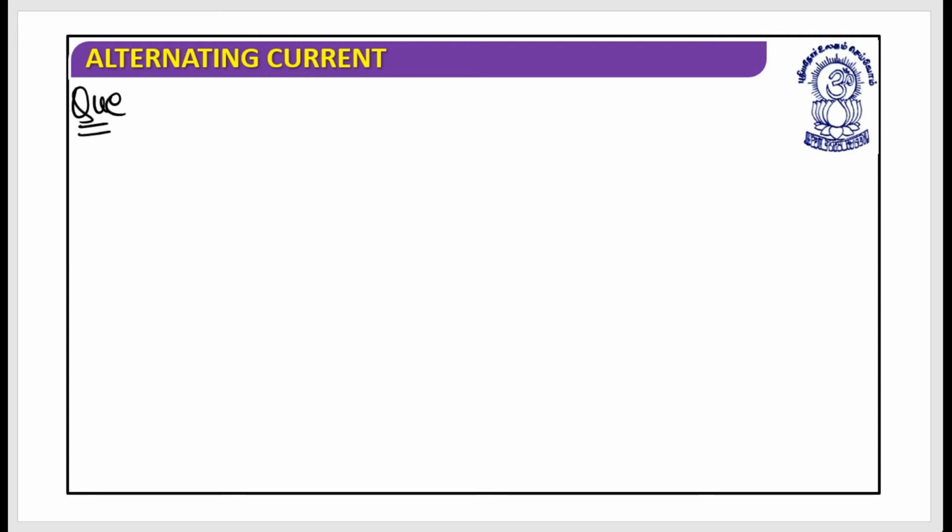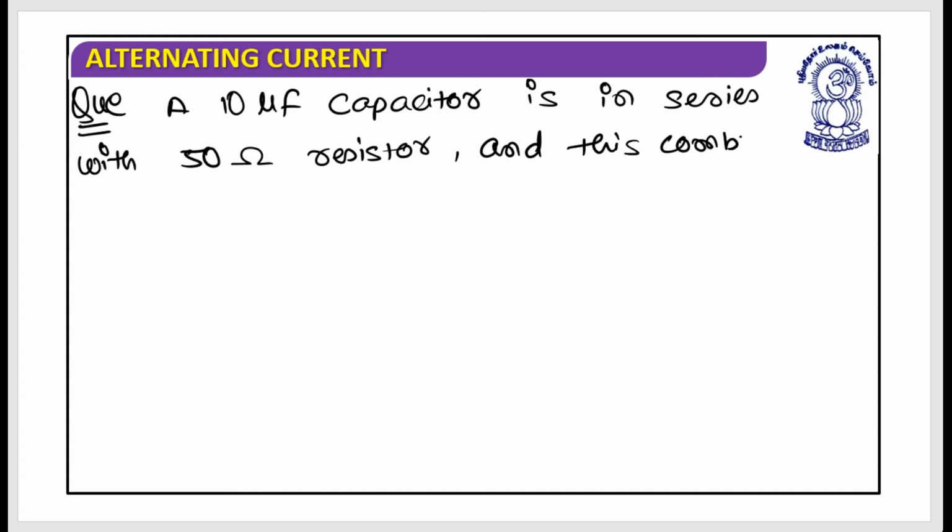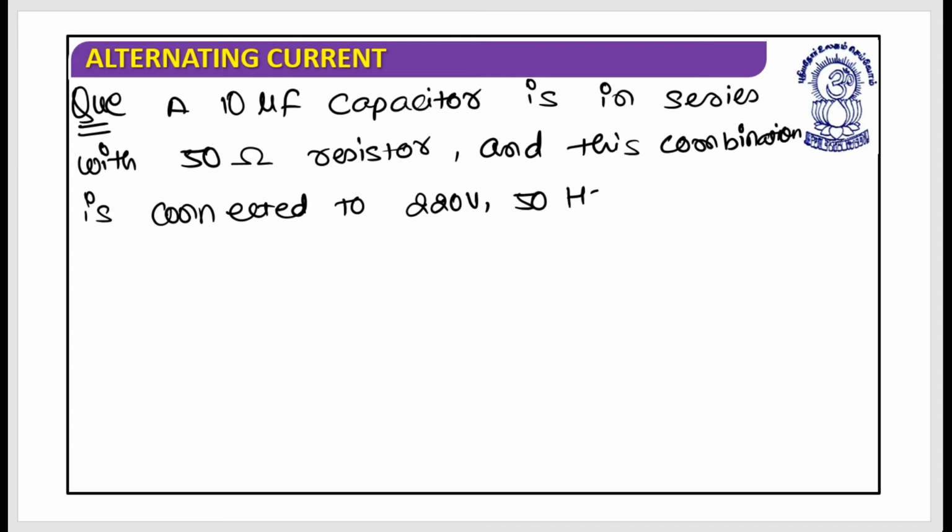Let's suppose a 10 microfarad capacitor is in series with a 50 ohm resistor, and this combination is connected to 220 volt, 50 hertz.